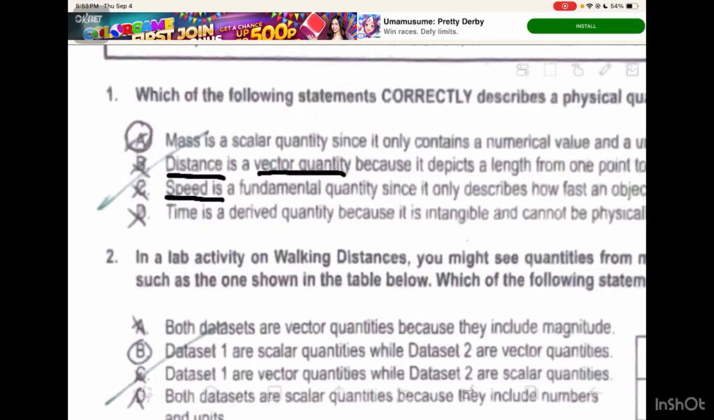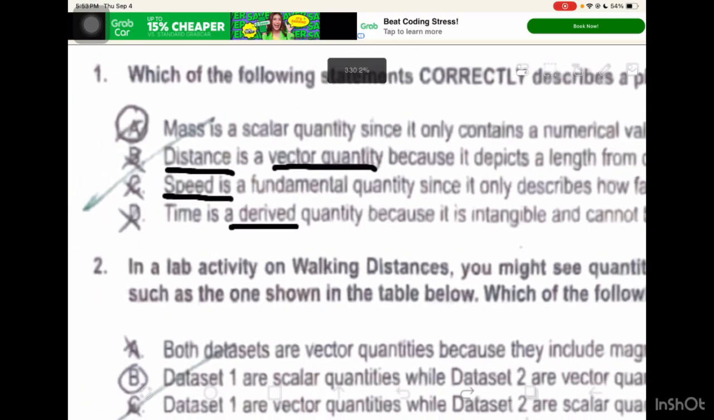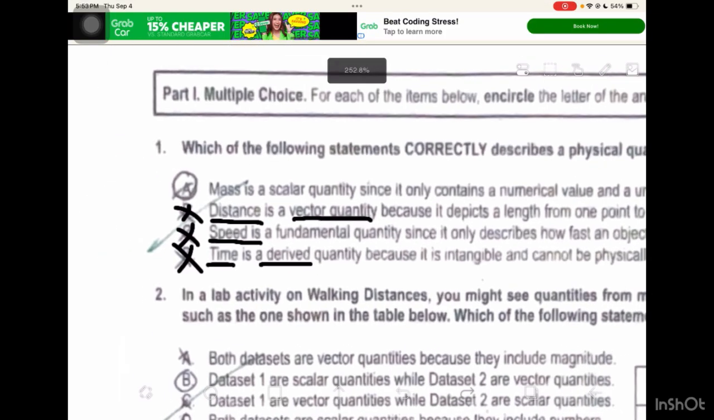Similarly here, I forgot time. Time is a derived quantity because it's intangible and cannot be physical. This is wrong because for time you can simply get a stopwatch and you don't need to calculate anything. That is what distinguishes derived from fundamental. For fundamental, you can just use a tool and it will automatically give the measurement, but for derived you have to calculate. But time is not one of them. So all 3 of these are false, and that means A is the correct answer.